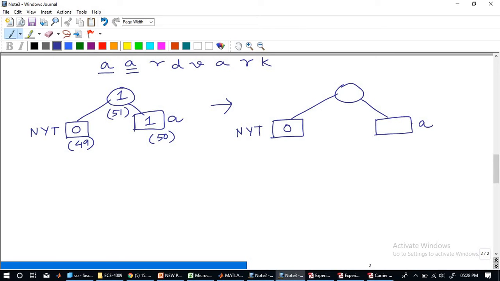But A has appeared twice. So, your weight will be 2. 2 plus 0, you should update this as 2. And as far as the node number is concerned, 51, 50, 49.